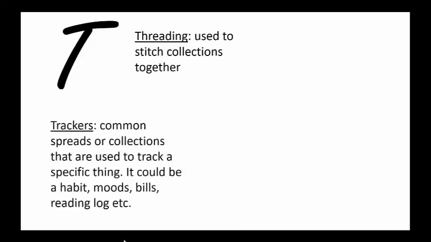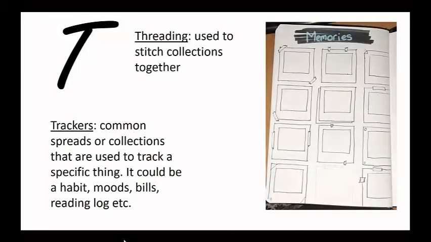After that, we have trackers. Trackers are common spreads or collections within a bullet journal that are used to track and follow a certain thing. We have habit trackers, mood trackers, bills, reading logs, all different kinds of things. Here's an example of one I do. This is my memories tracker. Every single month, I will draw a little picture here that represents something about the month. Maybe it's a picture of my family playing in the snow, who knows? But then at the end of the year, I can look back at all these different memories.